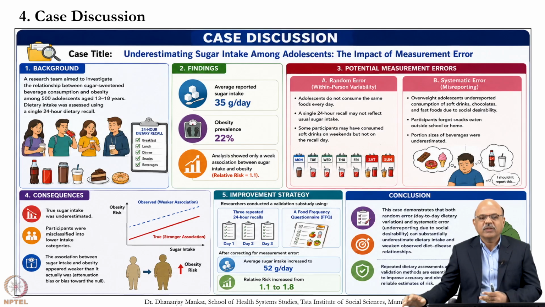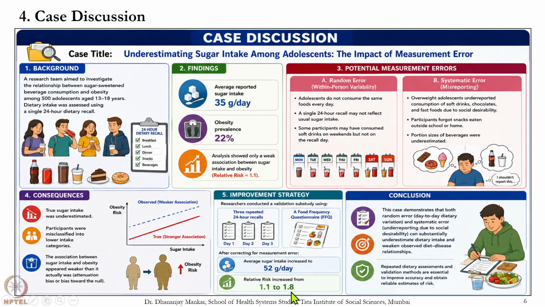What is the improvement strategy that we used? The researchers conducted a validation study, a sub-study, where day 1, day 2 and day 3, three different reports were taken for 24-hour recall, and a food frequency questionnaire was also taken. After correcting for the measurement error, it was observed that average sugar intake increased to 52 grams per day. And what was the previous? 35 grams. So there is a great difference. Relative risk increased from 1.1 to 1.8. So you can see the great difference over there.